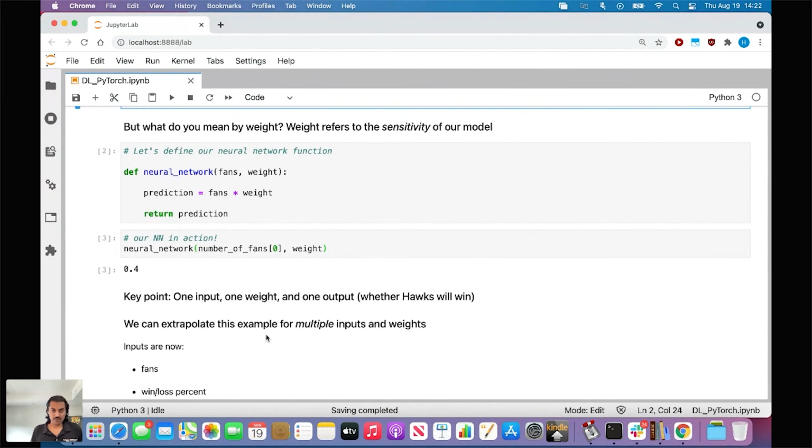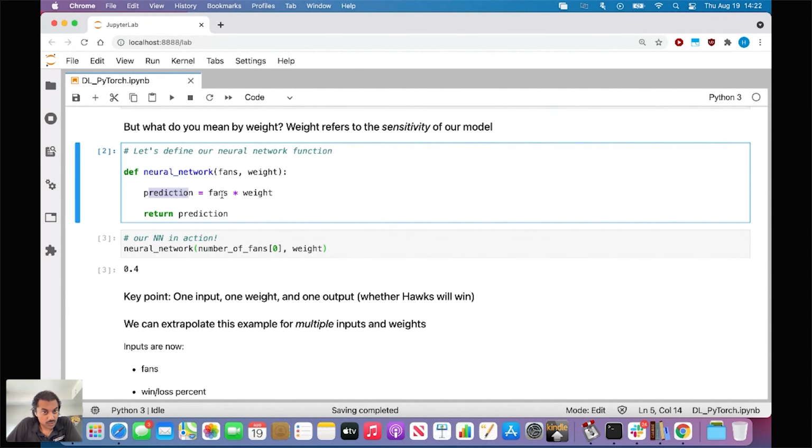I want to repeat that one more time. So in this very simple neural network example, we have one input, the number of fans. We have a weight that I picked completely at random, 0.0004. And then we have an output, and the output or prediction is based on the multiplication of those two.